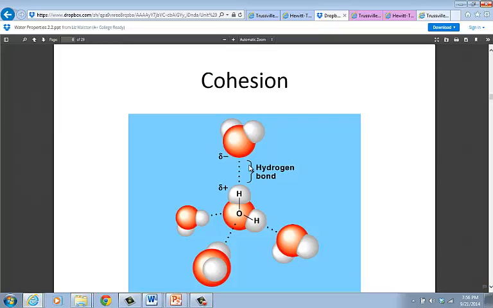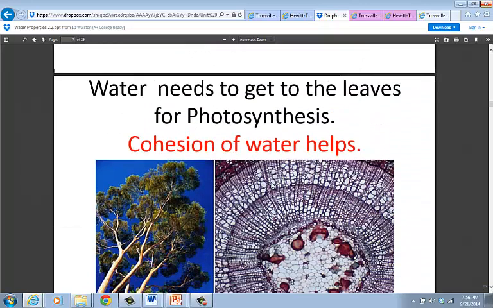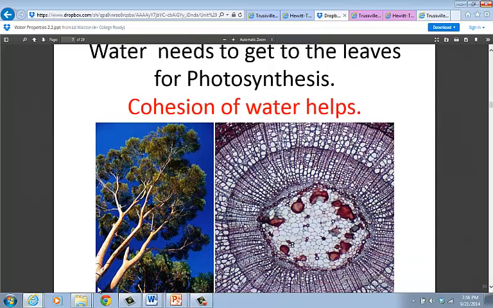And so cohesion, think of that word co again, that means together. So in cohesion, the water molecules bond with each other. So water to water, just like in this picture, this is cohesion. So cohesion helps get water all the way up in here. So those water molecules are sticking to each other. Now, they can't make it on their own just through cohesion.